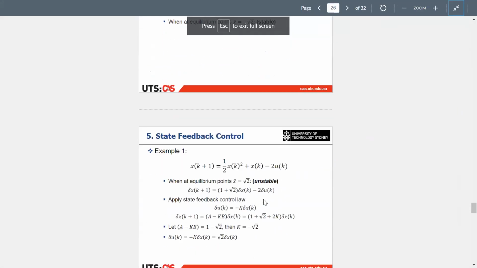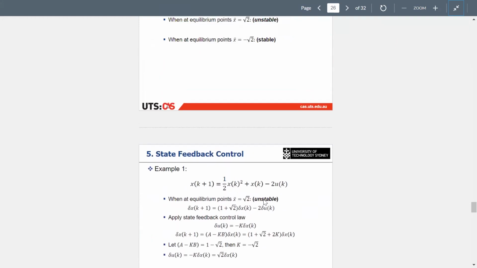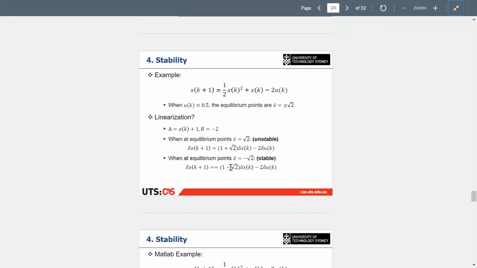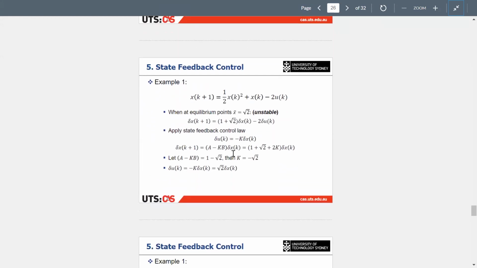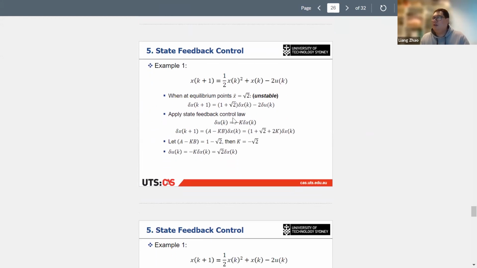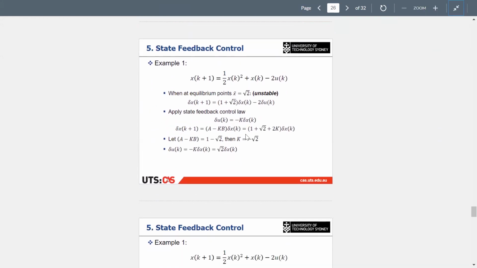All right, cool. So I was just going through this and I understood the stability part. And when I got to here, the state feedback control, I understand the controller here, the negative k delta x of k. But I guess I was just wondering how this next line comes about. Is this just a straight up substitution?